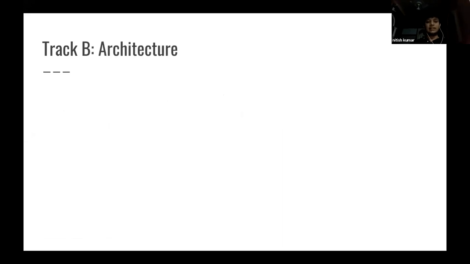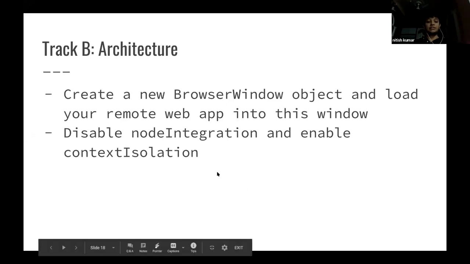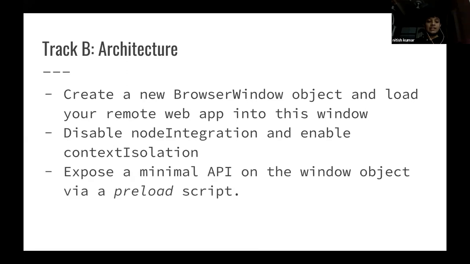So let's see the high level architecture of this, how it looks. Again, we create a new browser window object and we load our remote web application into this window. Importantly, we disable Node integration. So the remote content does not have access to Node now, right? And I enable context isolation, which means it is running in an isolated context. Then I expose a minimal API on the window object via something called a preload script. We'll go into details of what this preload script is, but let me put it this way: it is a script that runs before your browser window content loads, in the renderer, before the website runs, right?